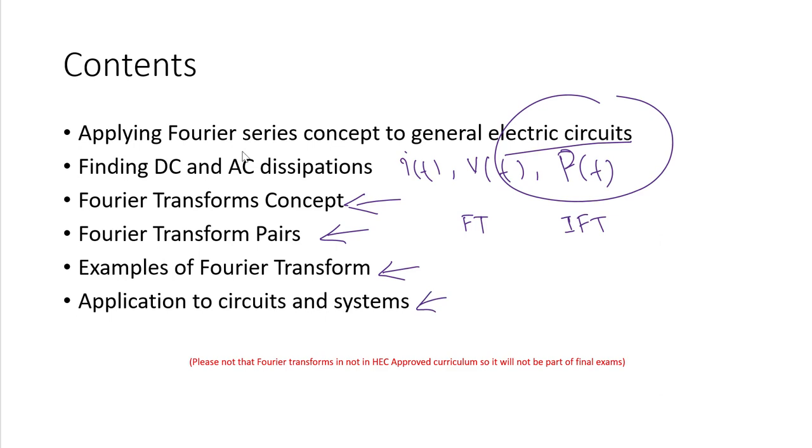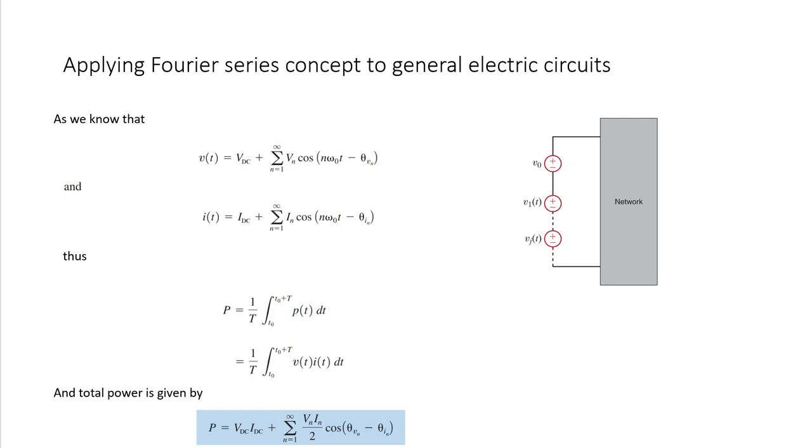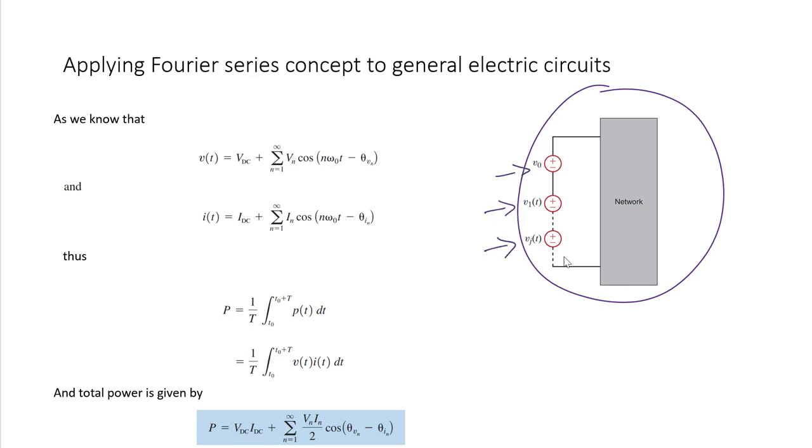So coming to this application of Fourier series concept to a general circuit, let's say we are having a network like this. In this network we are having different sources here, V0, V1, V2. Now you may remember that in Fourier series we didn't have separate sources. Instead we have a singular voltage V of t or X of t, and that X of t was, let's say, determined by a periodic function.